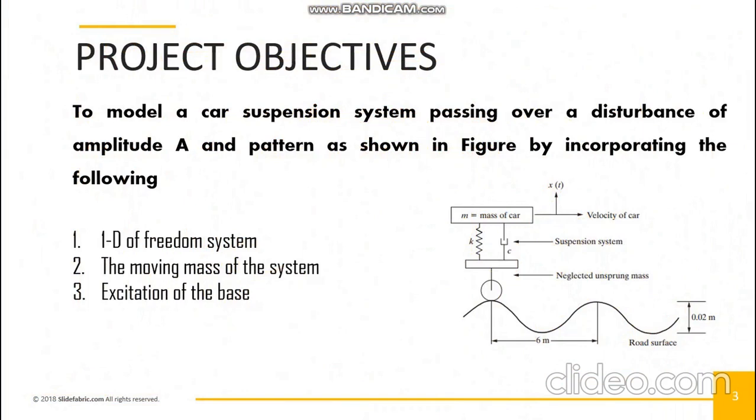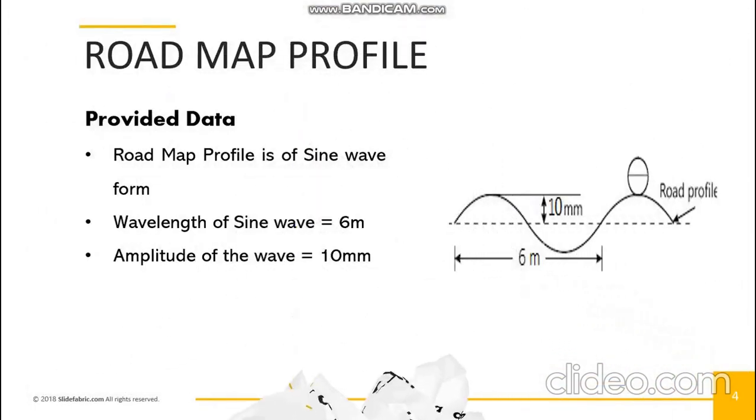So the project objective is to model a car suspension system. The car is passing over a disturbance of amplitude 0.01 meter in our case, and we have to incorporate the following conditions: we have to use 1 degree of freedom system, the moving mass of the system, and the excitation of the base.